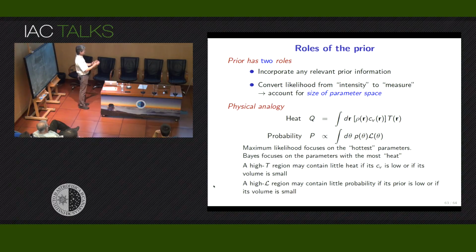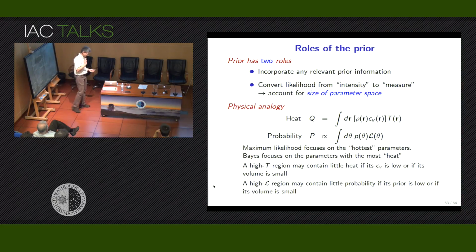A high temperature region in thermodynamics can contain little heat even though it has high temperature, if its heat capacity is low or its volume or density is low. Similarly, a high likelihood region may contain little probability if its prior is low or if the volume associated with it is small. Like in model comparison with nested models, a more complicated model might have a big peak in its likelihood function, but if it's very narrow compared with your search range, your prior range for that parameter, then in fact its total probability is small and it's not favored by the data.